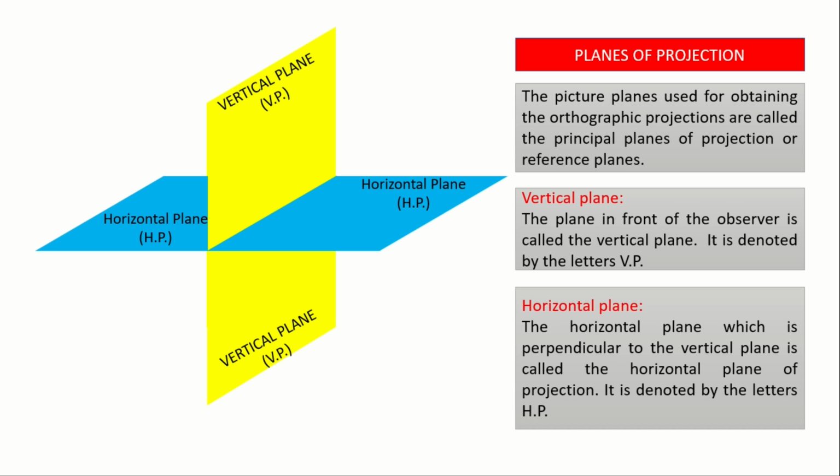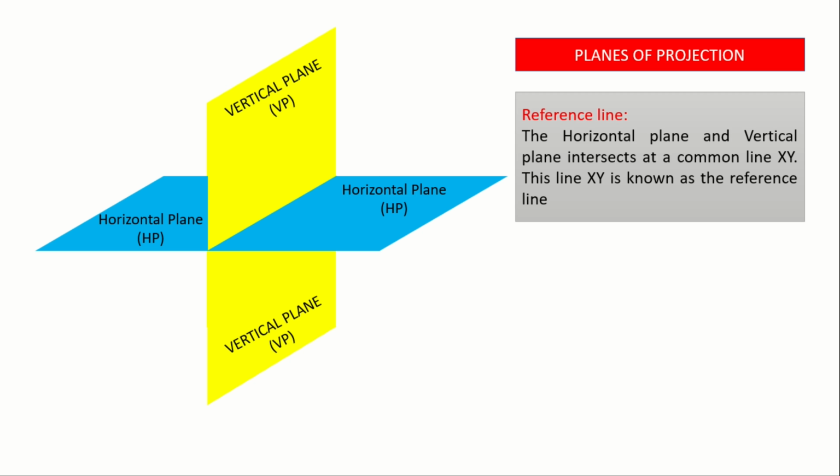Planes of projection. Here the next term is reference line. The horizontal plane and vertical plane intersect at a common line XY. This line XY is known as the reference line. You can see here this line of intersection of VP and HP is called as reference line, denoted by XY in capital case letters.